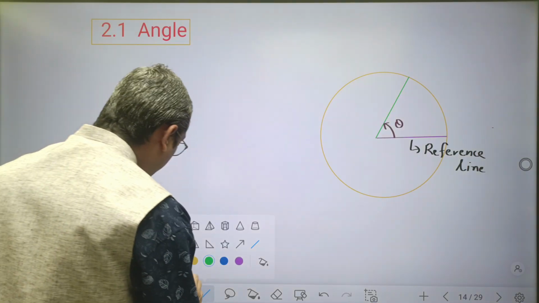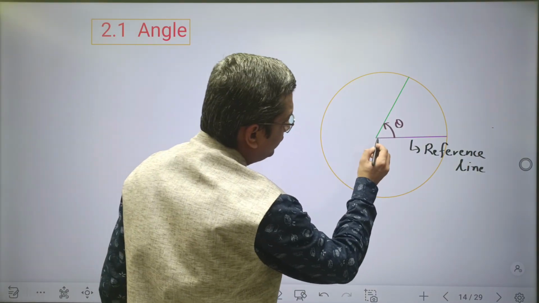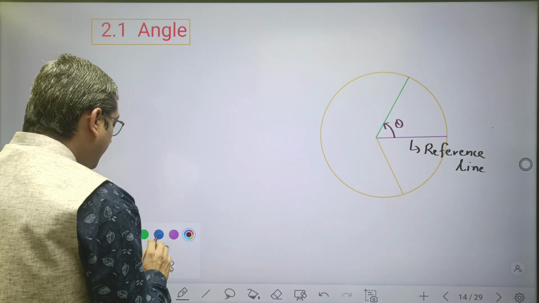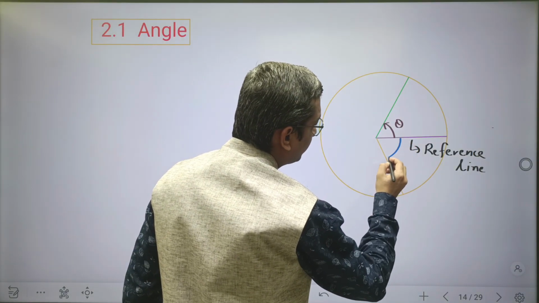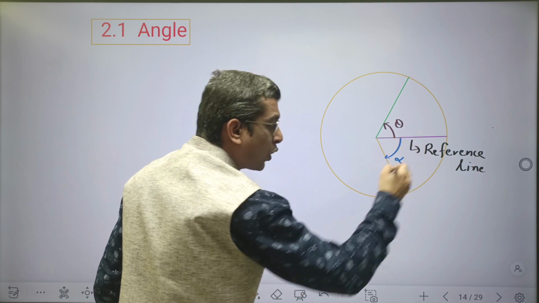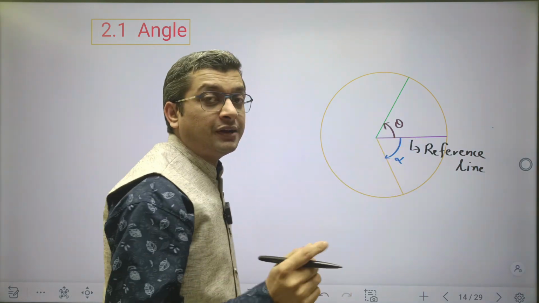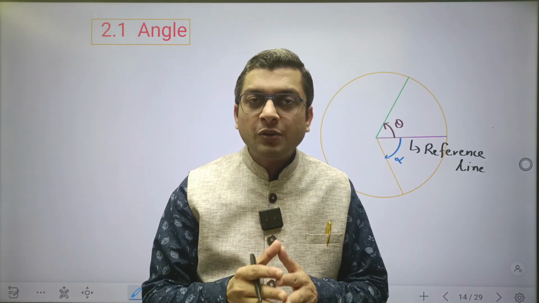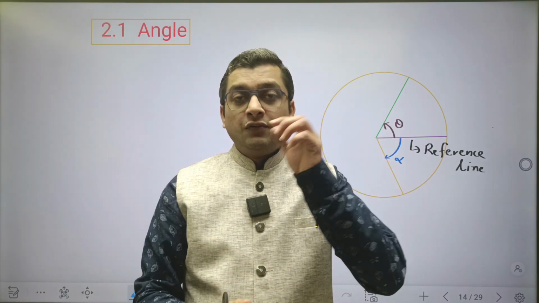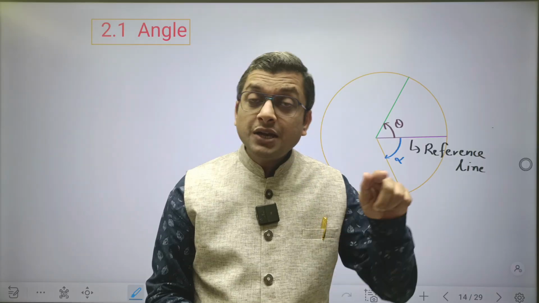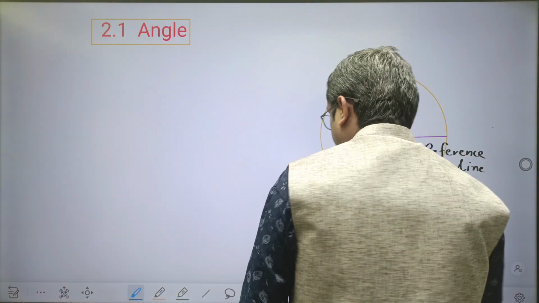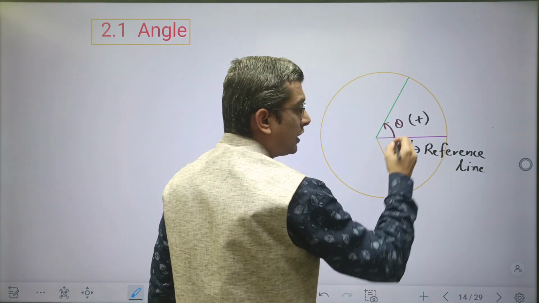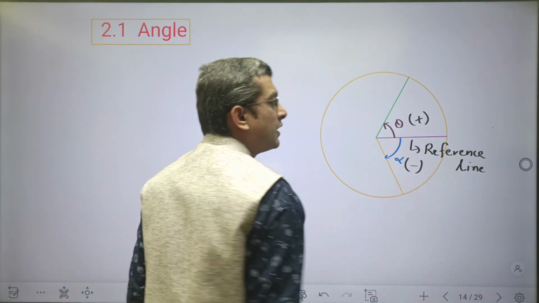Suppose I make another line with yellow color. Now the angle made here, let us name that angle as alpha. This angle alpha is taken in clockwise direction, so it will be taken as negative. So what is the sign convention for angle in trigonometry? If you take angle with respect to reference line in anti-clockwise sense, then it will be positive, and if you take angle in clockwise sense, then it will be negative.